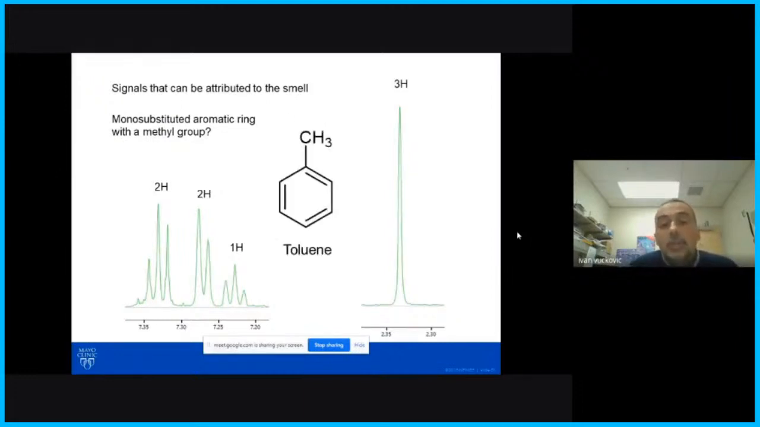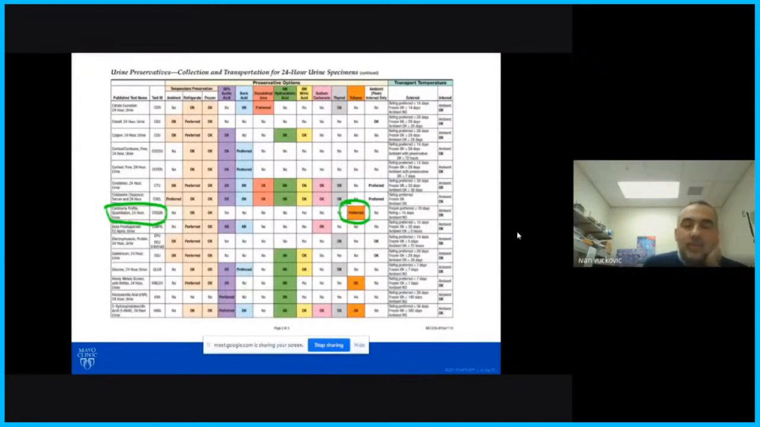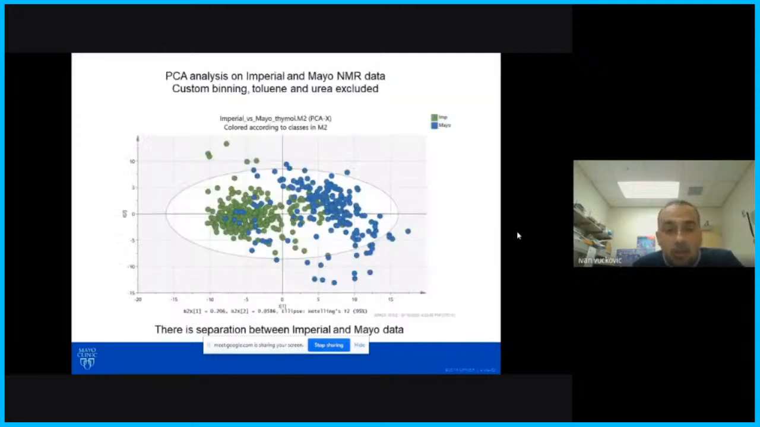Yes, it's actually toluene. I asked why we have toluene in the sample. It turns out that toluene is added as a preservative to 24-hour urine specimens, especially for cystinuria profile. And I checked with colleagues from the nephrology department. They told me, yes, for some of these patients, toluene has been used for preservation. So I knew that we have to identify bins that are associated with toluene and exclude them from the data set in order to combine with the data from Imperial College.